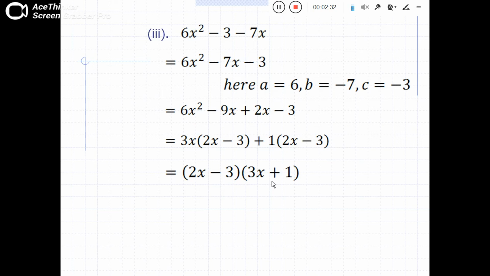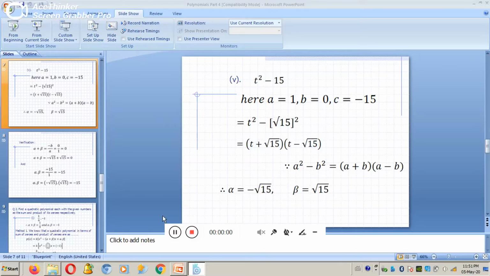Now with the help of these factors, you will get both of the zeros. So alpha is equal to 3 upon 2, and second, beta is equal to minus 1 upon 3. Now you got the values of alpha and beta, and also the coefficients: a equals 6, b is equal to minus 7 and c is equal to minus 3. Let us verify.